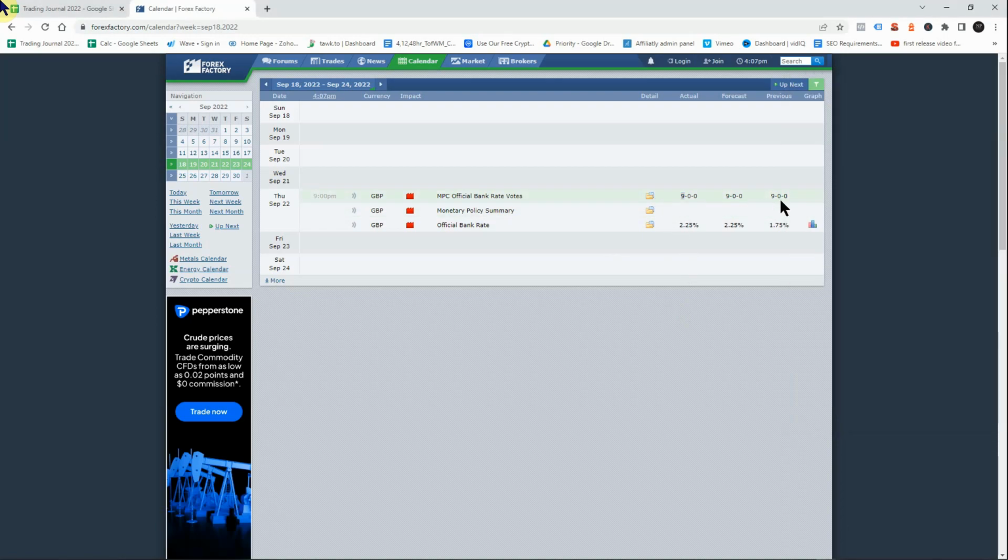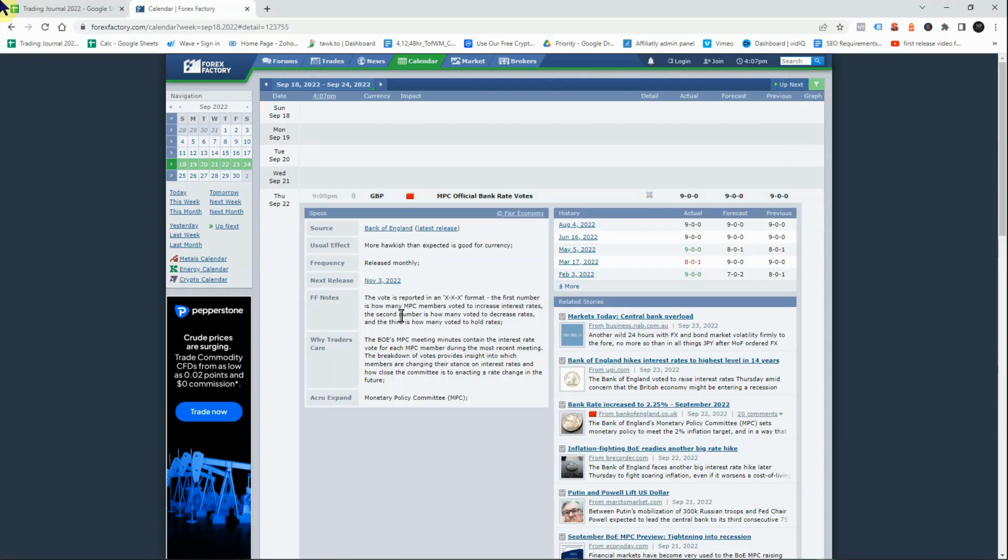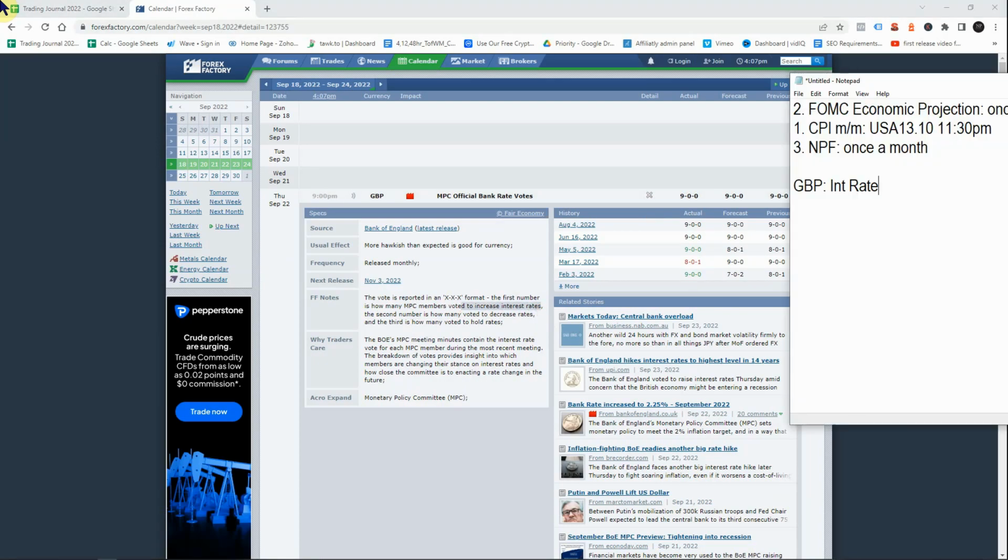So what to look for? Well, there is nothing to look for in this news, because if you go here, it will tell us the number of votes represented in XXX format. The first number is how many members of the committee, whatever it is, voted to increase interest rate. 9 of them are voting to increase interest rate. So what is the news? There is no news. Did I answer your question?